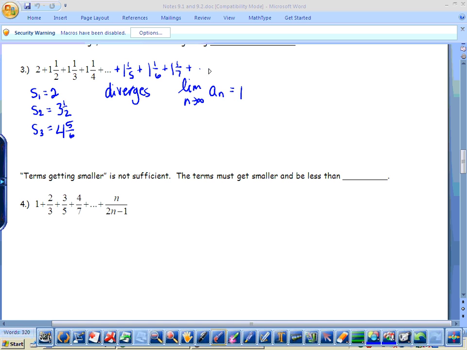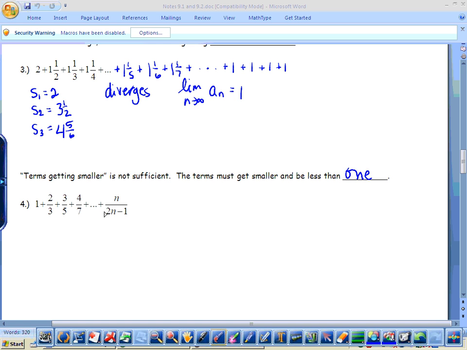So when I go way, way, way far out with a large number of n, it's like I'm going to be adding 1 plus 1 plus 1 plus 1 plus 1, or something really close to 1 plus 1 plus 1. All right, so that's another way to think about it diverging, because if I'm always adding 1, I'm never going to approach a specific number. All right, so the terms getting smaller is not sufficient. The terms must be getting smaller and also be less than, what do you think, 1.